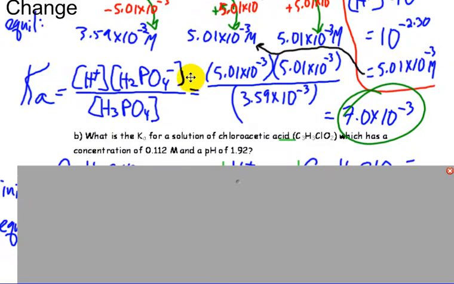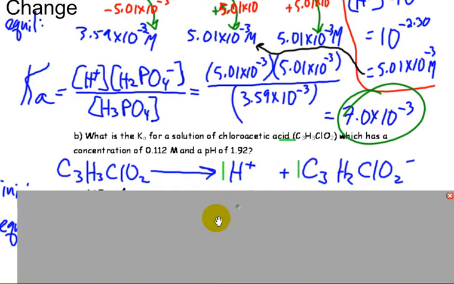Very similar, set it up the same way. I'll give you the equation here, chloroacetic acid, and we'll just assume it breaks down into one hydrogen and C3H2ClO2.